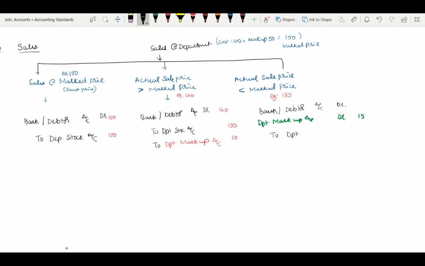To departmental stock account. This is always at invoice price. So therefore, sale price is 135 actually. Reduction in markup is 15 rupees. Therefore, in the departmental stock at 150 rupees at invoice price, I always have to credit the invoice price. When goods are received, I have to debit at markup, so I have to increase at sale price. If goods are going out, I have to eliminate at the same price.